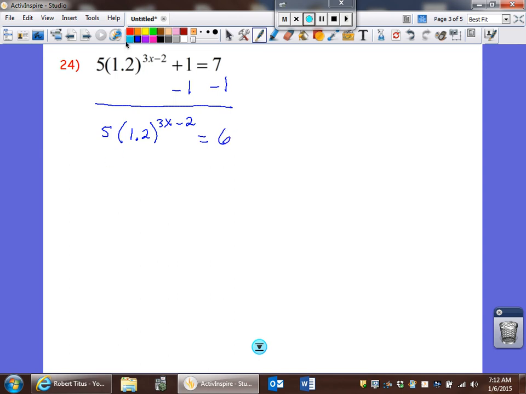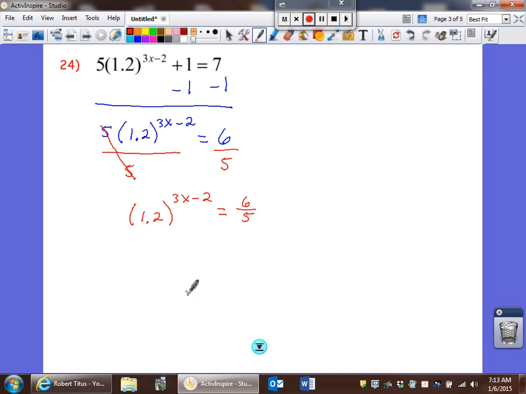And then we take this, I'm going to change colors here, we take this and we would divide off the 5, because the 5 is not part of the base. And then whatever you do to one side, you got to do to the other. So we got 1.2 raised up to the 3x minus 2 equals 6/5.